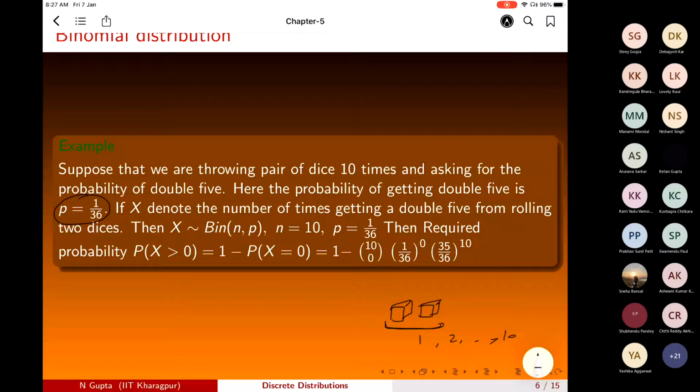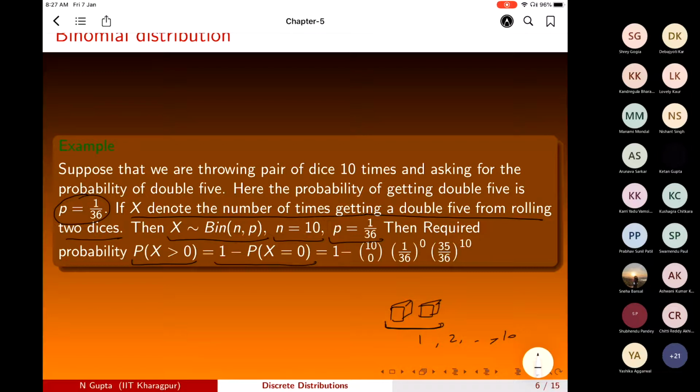So X denotes the number of times getting a double 5 from rolling two dice 10 times. So X is binomial with n and p, where n is 10 and p is 1/36. The required probability is that X is greater than 0, that is, the probability of getting a double 5. X greater than 0 means 1 minus the probability that X is equal to 0, because we know that probability of A plus probability of A complement is 1. The complement here is X equal to 0, because X can take values 0, 1, 2, 3 and so on, since this is a binomial distribution.